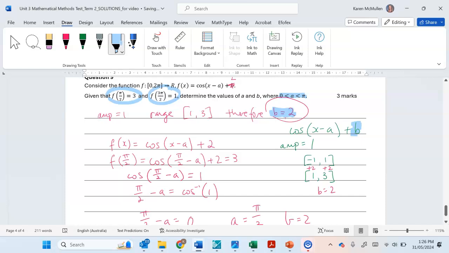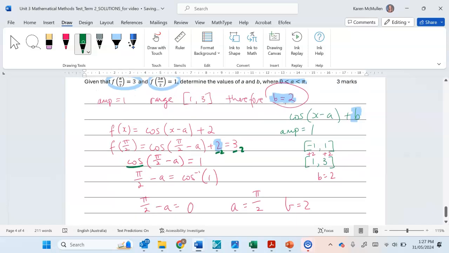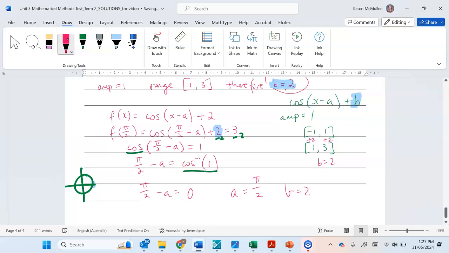So f of pi on 2 equals cos of pi on 2 minus a plus 2. So I've now put in my value of b there, and it's equal to 3 because that's what it says in the question. Then I've just subtracted 2 from both sides. So take away 2, take away 2. So I get 1. And then to get rid of the cos, we do inverse cos of 1. So thinking of your unit circle, cos is 1 here at 0. So inverse cos of 1 is 0, and then we're just solving for a. So a is equal to pi on 2.